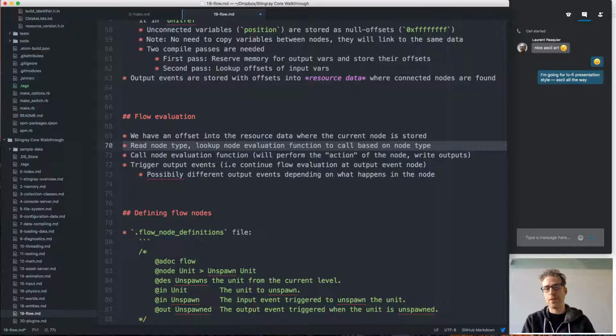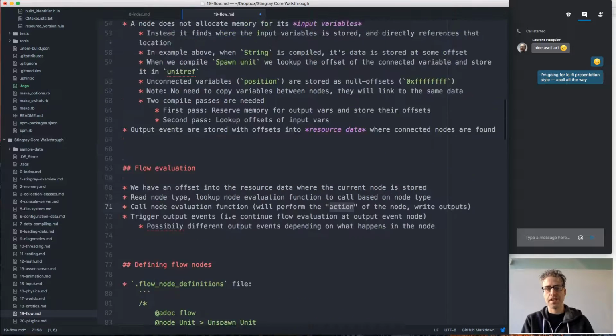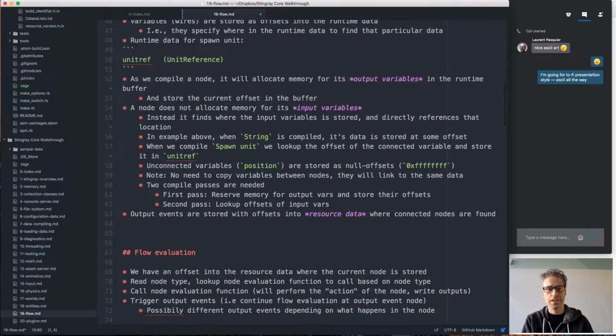And then we have a lookup table that lets us look up the evaluation function that performs the action of this node based on the node type. Then we call that evaluation function, and it will perform the action of the node. So in the case of spawn unit here, it will actually spawn the unit, and then it will update any output variables. So the unit reference here, after spawning, it knows the unit reference, it will write that unit reference into the runtime data at the correct location.